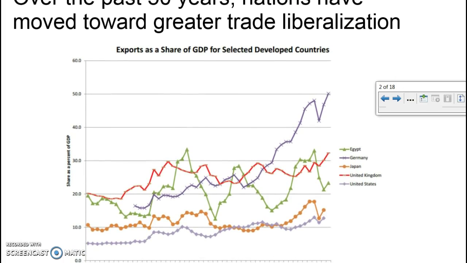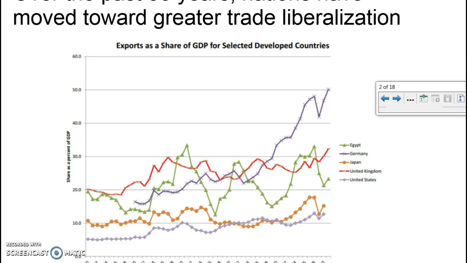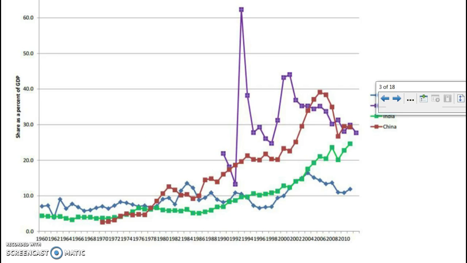trade liberalization. So you can see exports as a share of GDP. This is for developed countries. There's been slow but steady progress over time. Obviously, very, very dramatic progress for Germany. And this is for some emerging countries. So you can see it's really up and down for some of them.